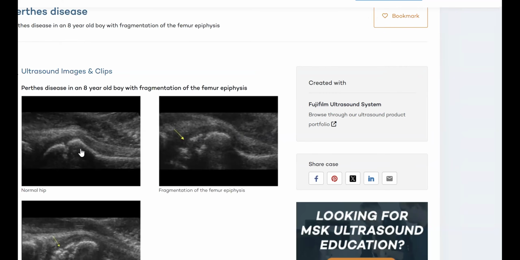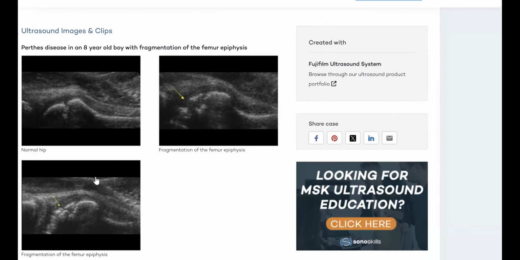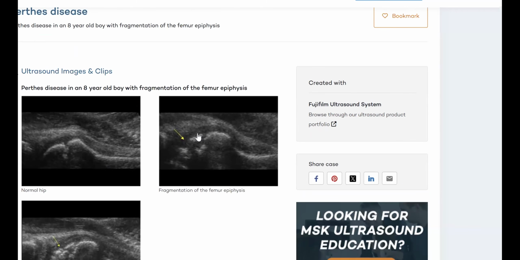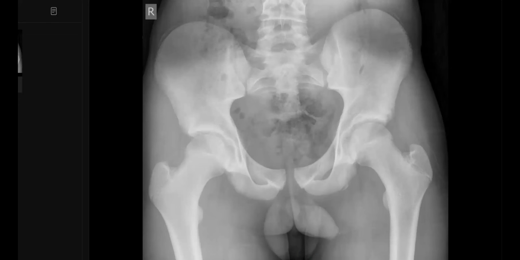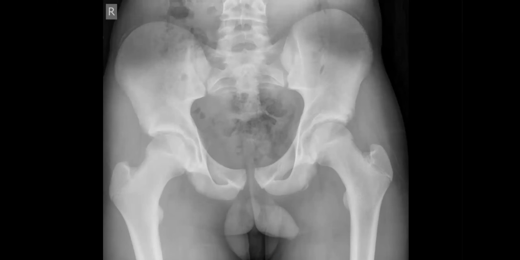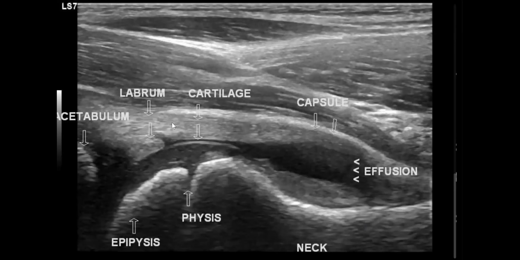This is the epiphysis and the metaphysis. If the epiphysis is irregular, this is diagnostic of Perthes disease on ultrasound, but I don't think it's within the scope of the exam. I'll give you an ultrasound case just to revise the normal. This is a hip ultrasound. This is the physis, this is the epiphysis, metaphysis. This is the acetabulum. So this is the hip joint.